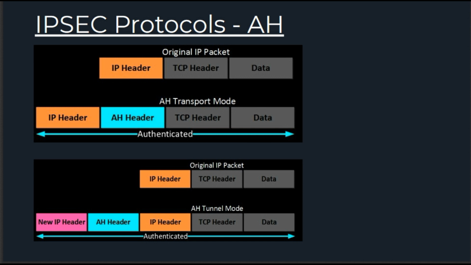Transport mode is simple. It just adds the authentication header after the IP header. Here is the example of an IP packet carrying some TCP traffic.